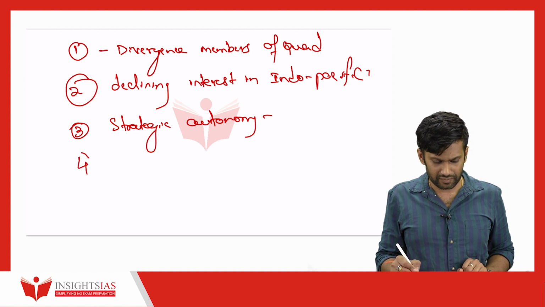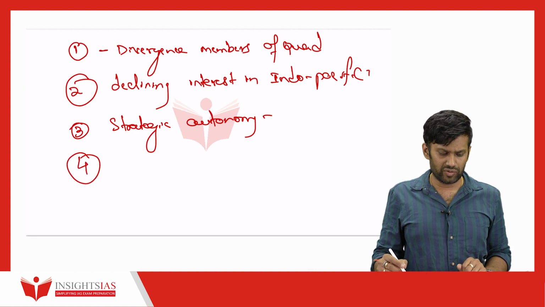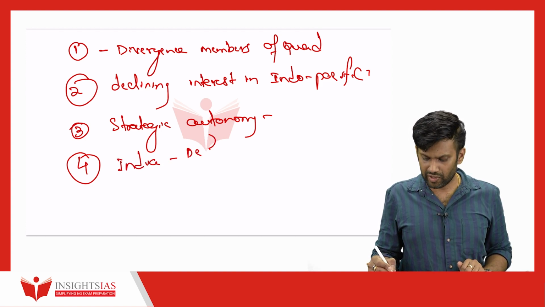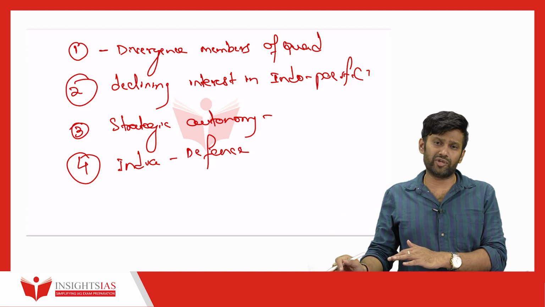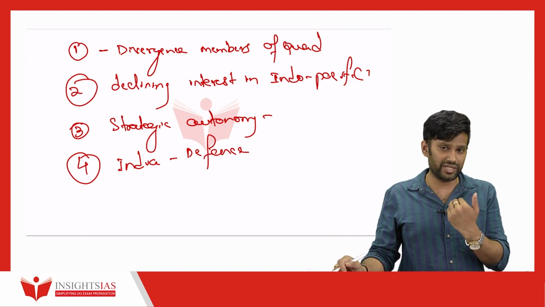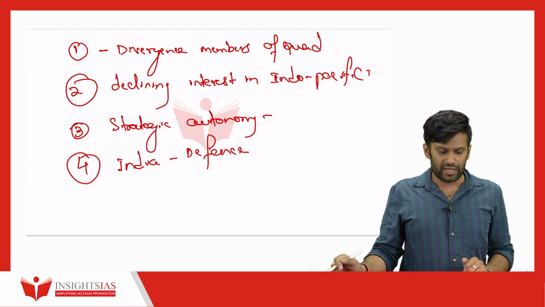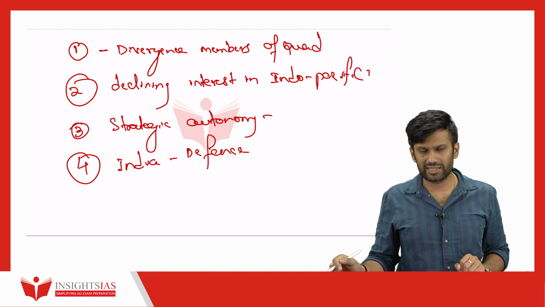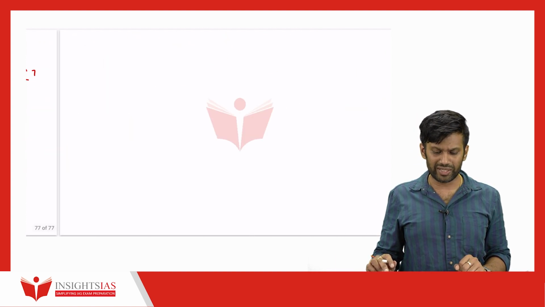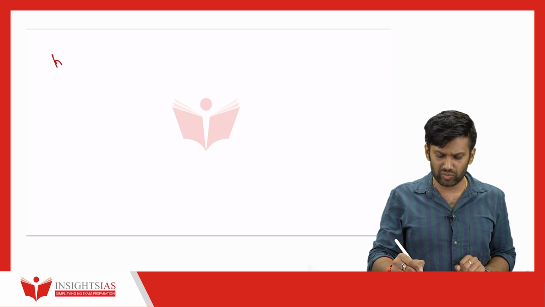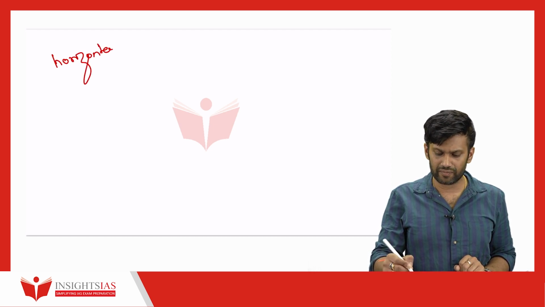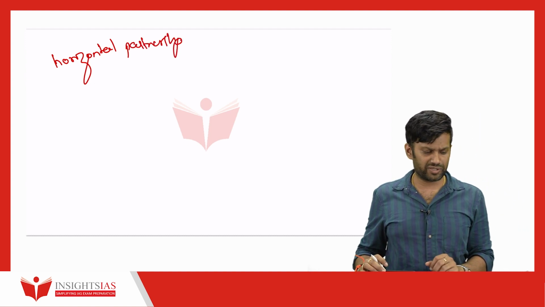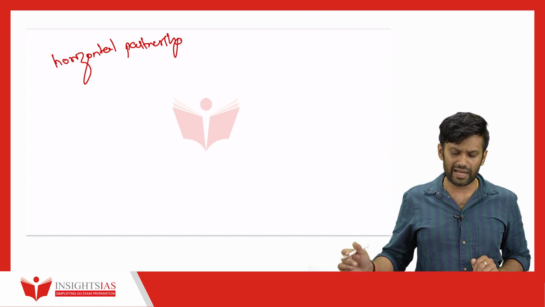Fourth, it can also negatively impact India's defense, because any kind of sanctions imposed by the US on Russia is going to impact the India-Russia defense deal. So these are the kinds of impact the Russia-Ukraine crisis will have on India's Indo-Pacific. But what needs to be done in this regard? One, India needs to build a horizontal partnership with ASEAN and Indo-Pacific countries and go about building minilaterals.